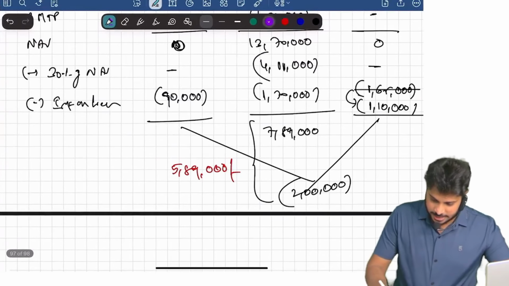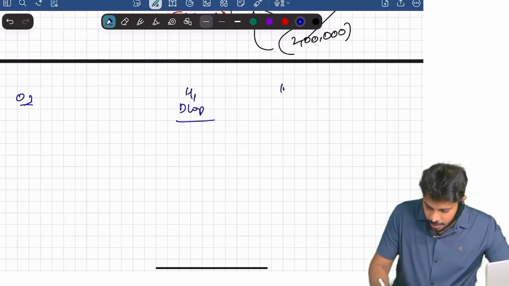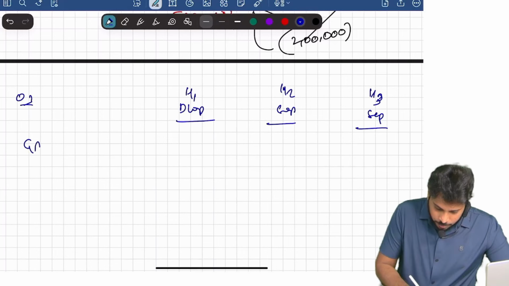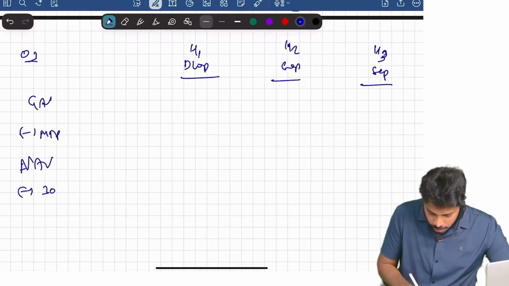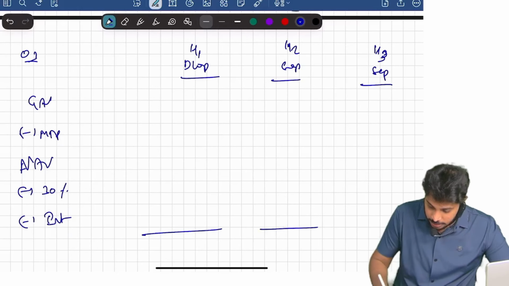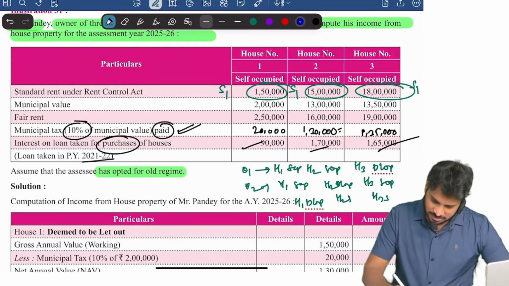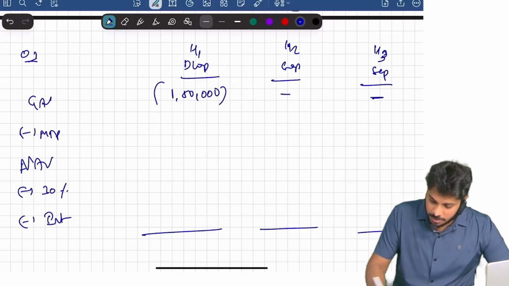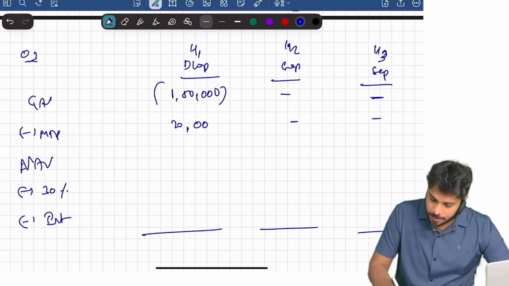Correct? Next, option 3: house 1 DLOP, house 2 SOP, house 3 SOP. Correct? Now gross annual value minus municipal taxes paid, then what you get is net annual value, minus 30%, minus interest. Correct? Yes or no? Now for this one, DLOP house 1, 1,50,000 only. So the lesser amount, 1,50,000. Yes or no? Whereas here not applicable. Municipal taxes paid is 20,000 for house 1. Correct? 20,000. I wrongly put a bracket.